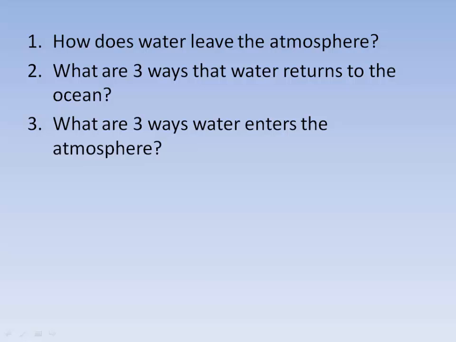Hit pause, answer these questions, and when you're ready, hit play. How does water leave the atmosphere? It leaves the atmosphere through precipitation. What are the three ways that water returns to the ocean? It returns to the ocean through precipitation into the ocean, surface runoff, and groundwater. What are three ways that water enters the atmosphere? It enters the atmosphere through evaporation from the ocean, evaporation from land, and transpiration from plants.